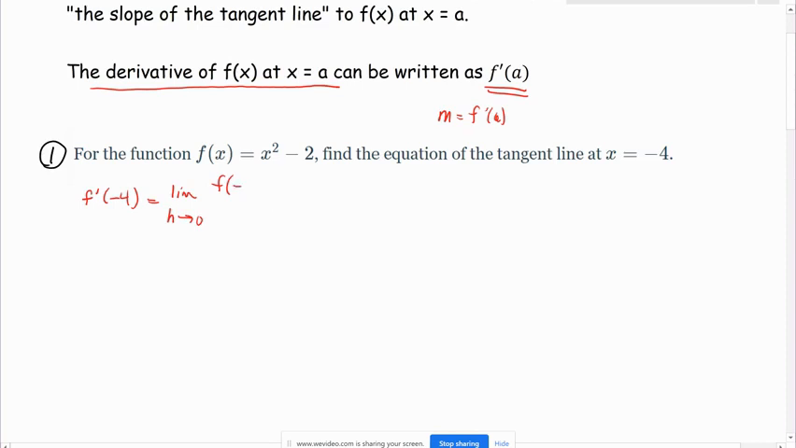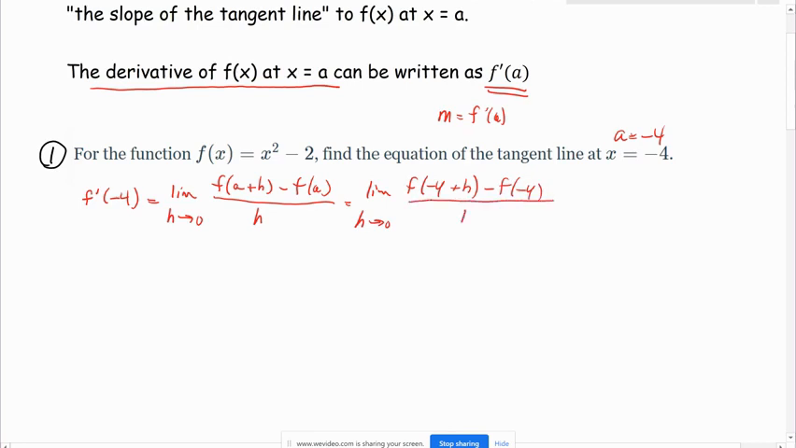I'll write it out with variables first. So this is what we've been doing: f of a plus h minus f of a over h. In this case, a equals -4 because that's where we want to find the derivative or the slope. So that's going to be the limit as h approaches 0 of f of -4 plus h minus f of -4 over h.